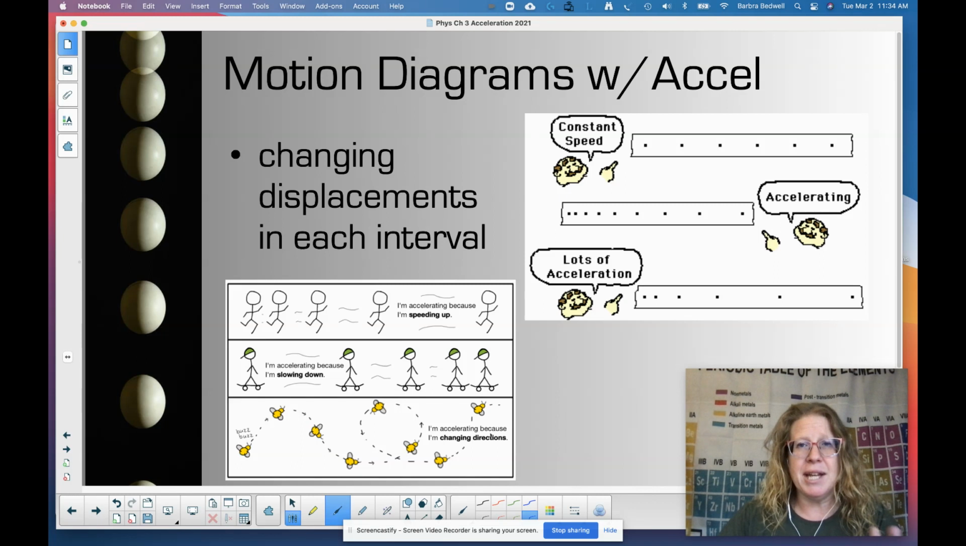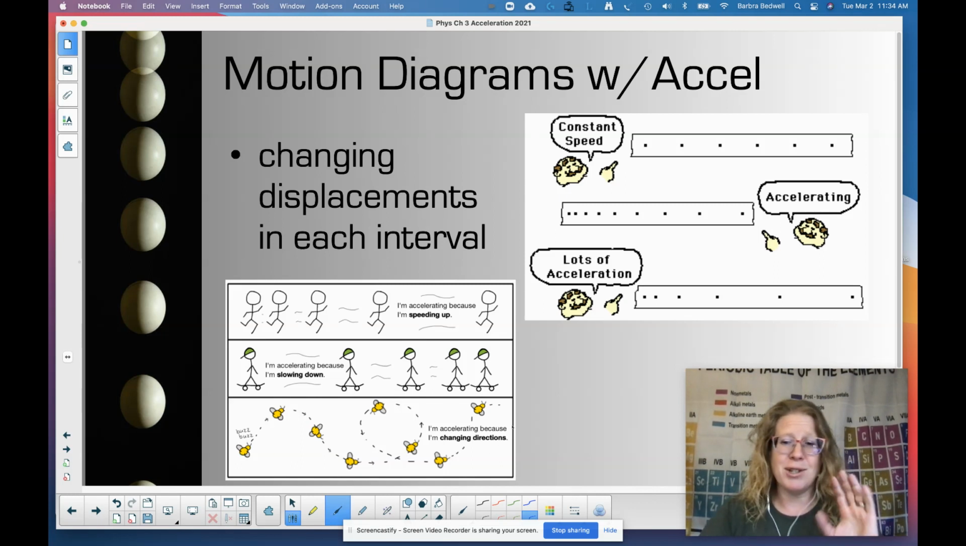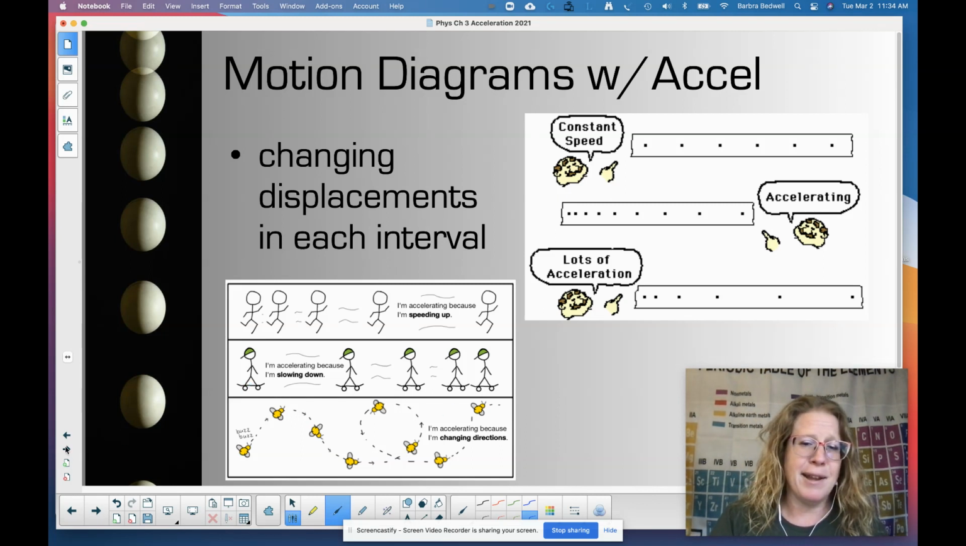In our particular chapter that we're doing right now, we're dealing with linear motion, so we're really only going to be doing the speeding up and slowing down. If we get to rotational motion, that's where we start to talk about changing direction. That's a little bit of a different type of thing we'll talk about later on in the year.